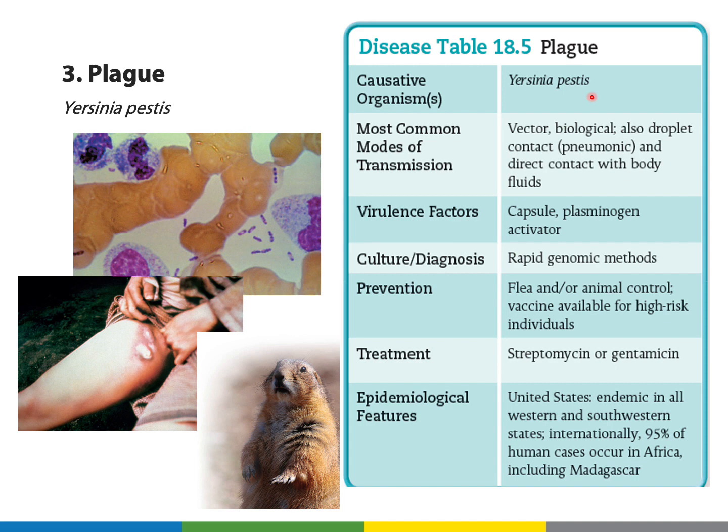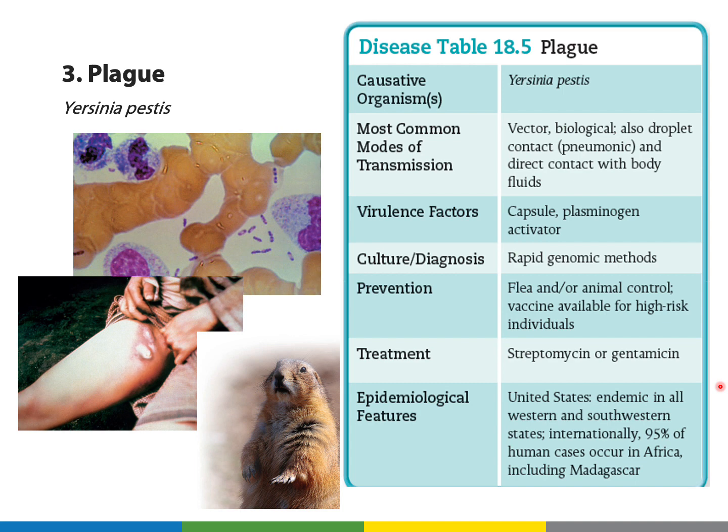gram-negative coccobacillus. So this is the appearance of plague under the microscope. They are bipolar staining. That is why in some textbooks they are referred to as having a closed safety pin appearance. Reservoirs of Yersinia pestis include wild rodents and their fleas, rarely rabbits, wild carnivores, and domestic cats.